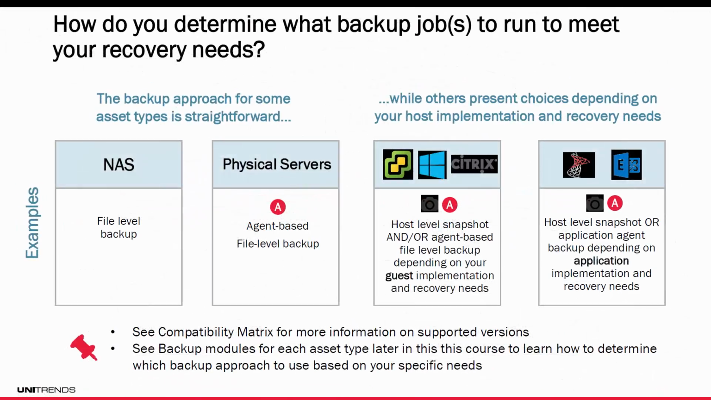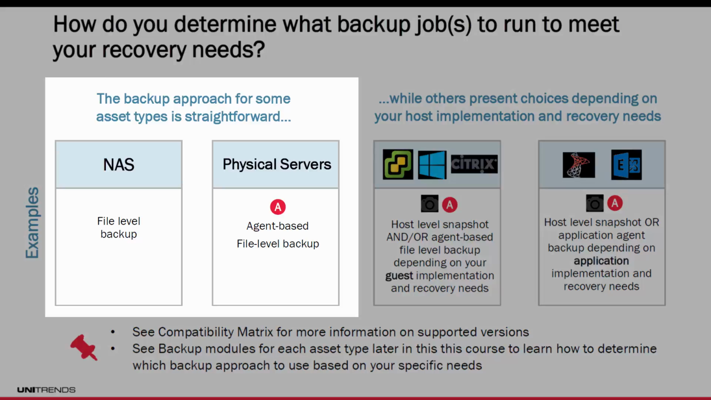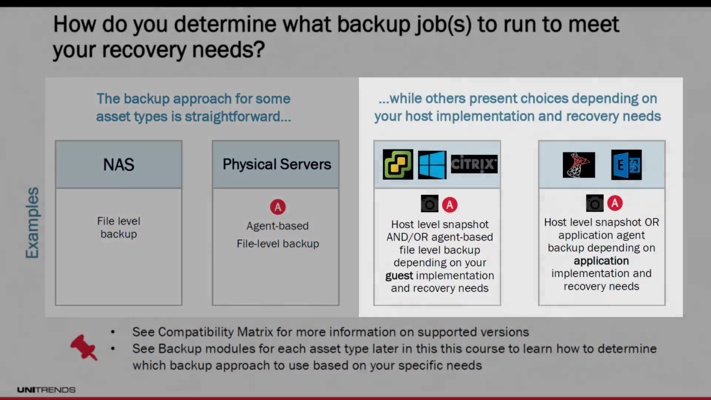Now, how you determine what backup jobs to run to meet your recovery needs, there's different approaches for different types of assets. Some asset types are pretty straightforward, like NAS and physical servers. You've got an agent, you can only use an agent. Now, you've got different options within the agents. While other assets present different choices depending on your host implementation and the recovery needs.